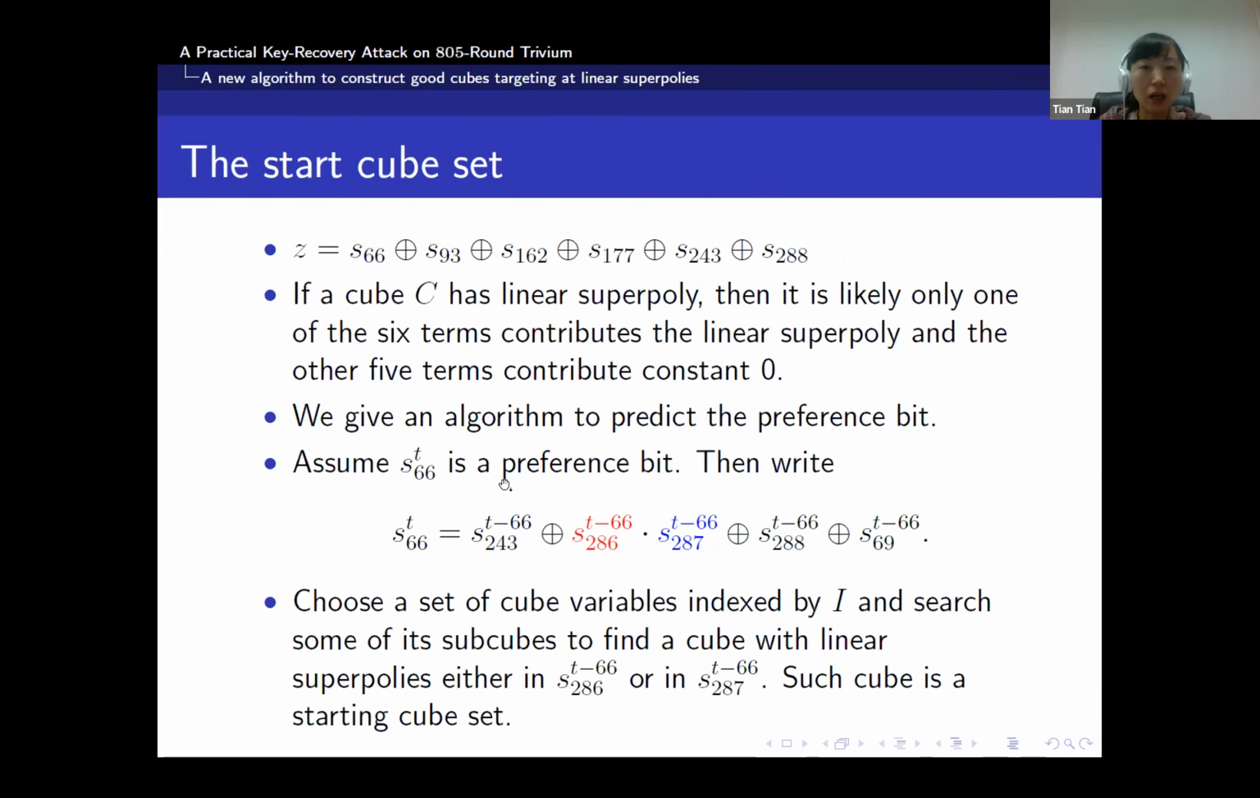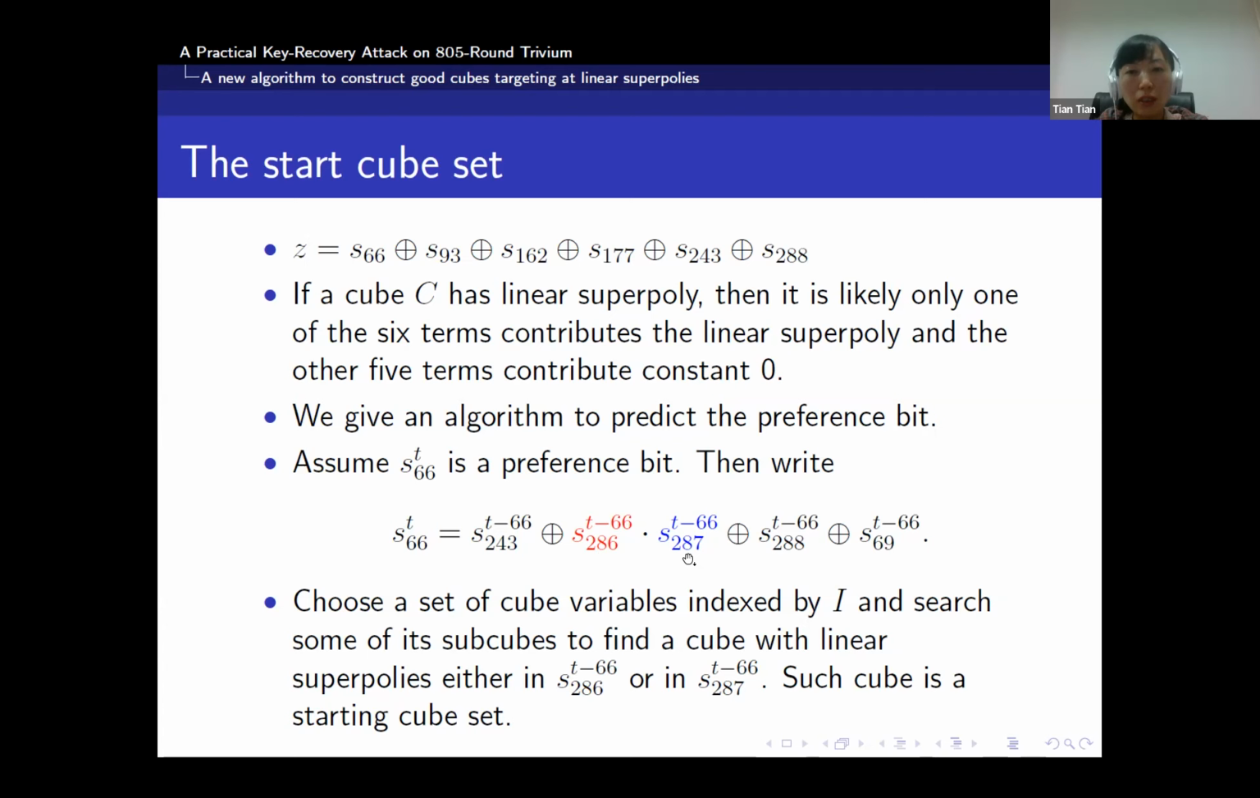Yes. For example, we first predict the preference bit. The preference bit is one of the 6 bits. Assume S66 is a preference bit. Then we write the feedback function of S66 at the time instance t. The time instance t is the round you want to attack. Then it is expressed by the internal state of t minus 66. You can see that there is only one quadratic term. So the cube should come from this quadratic term.